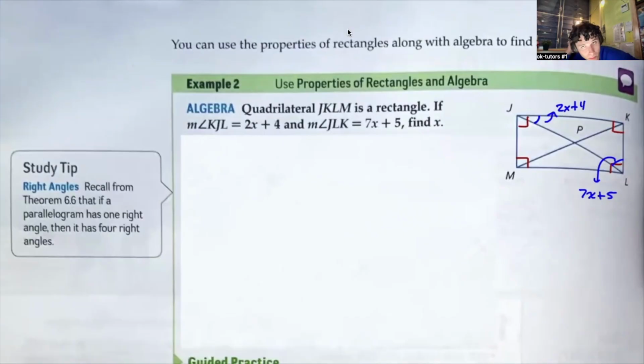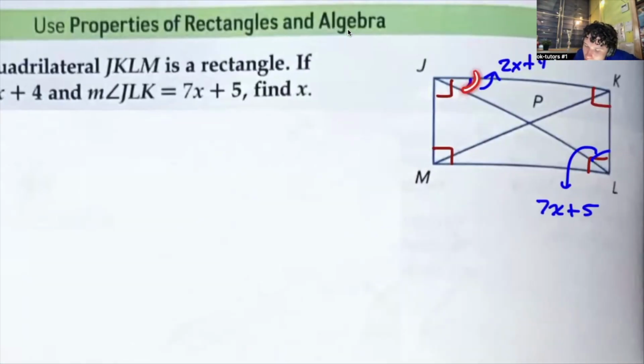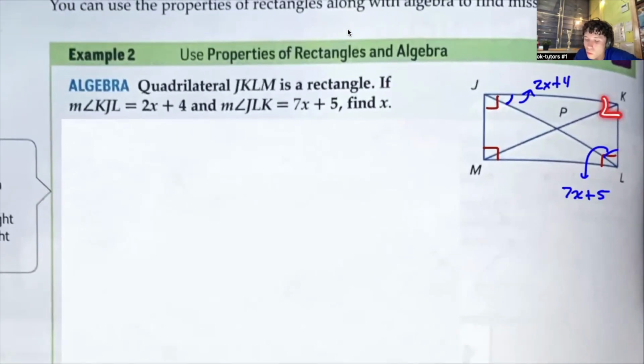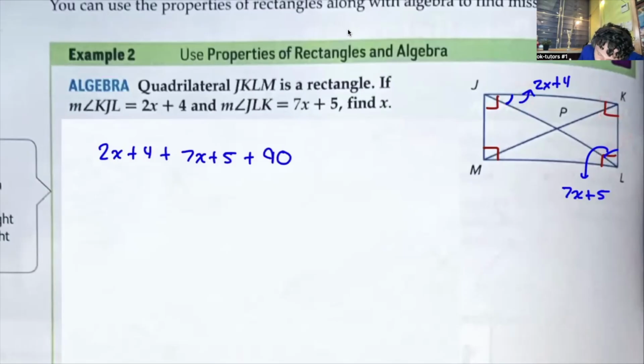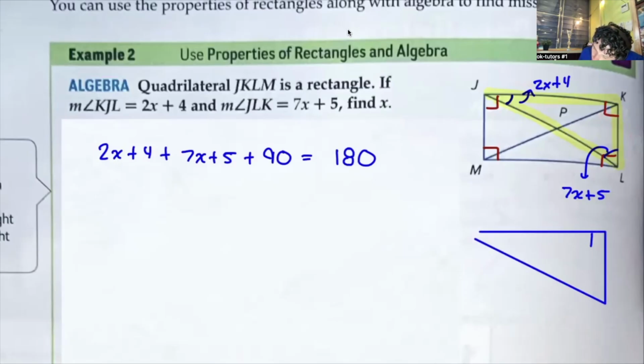They're not going to be congruent. Remember, the ones that are going to be congruent are this angle and this angle. But these are going to add up to 90, because if this is 90, pues ¿cuánto le falta para llegar a 90? Estos dos. Pues what I can do is the following: 2x plus 4 plus 7x plus 5 plus 90 equals 180, because I'm only observing this triangle.